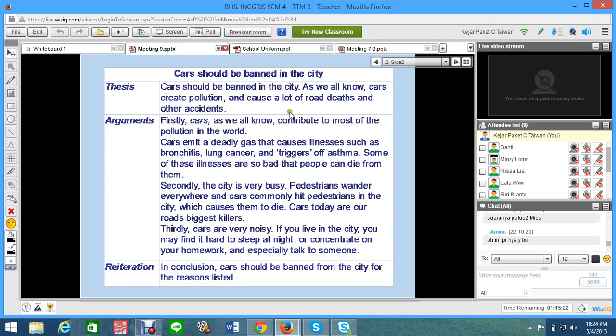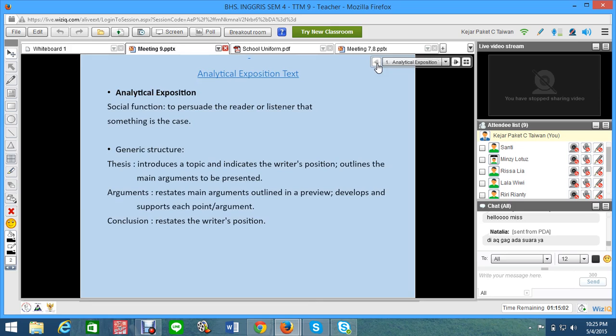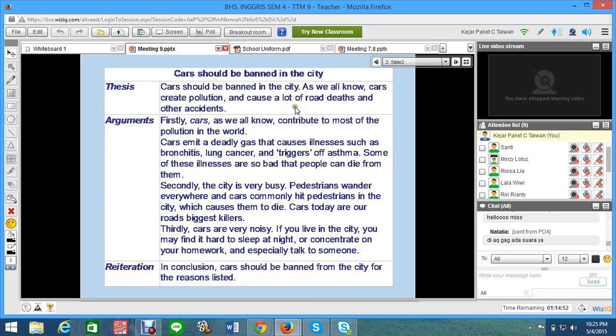So the thesis here that the first is that it's about the cars will be banned in the city, and then what is the reasons, what is the arguments, okay. As we all know, cars create pollution and cause a lot of deaths and other accidents. So let's see here, outlines the main arguments. So we see the main arguments here, okay. What is the main arguments? Because cars create pollution and cause a lot of road deaths and other accidents.